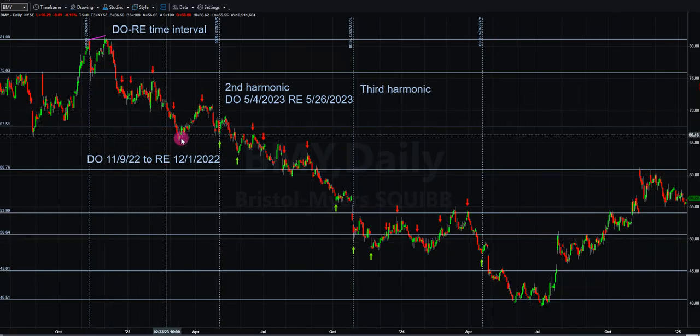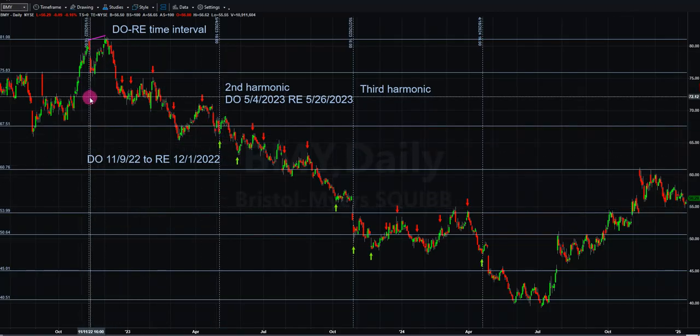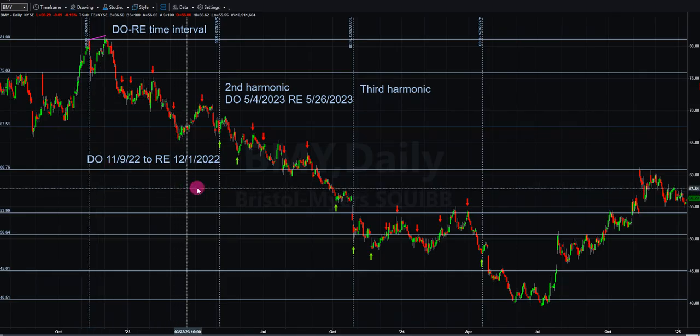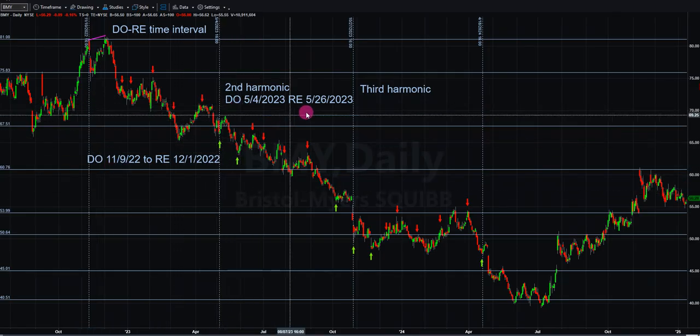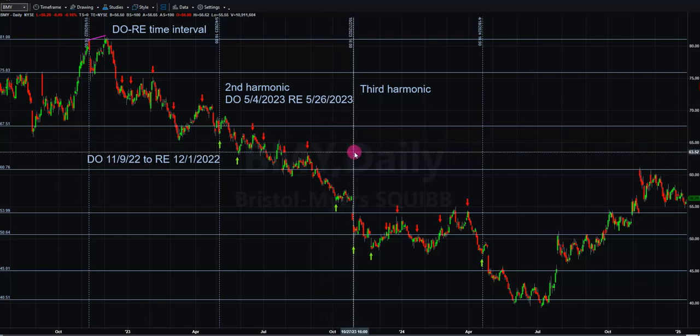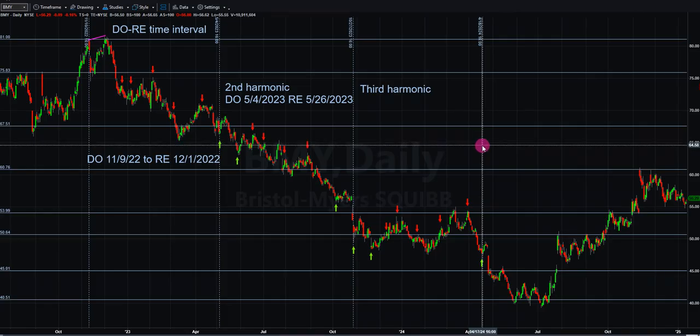So I'm running the three harmonics of that octave back to back. I've got the start marked with the vertical line. The second octave starts here at the vertical line. That octave goes from 5/4 to 5/26. And then the last octave goes from 5/26 to early April. I think the actual date was the 17th. And it fell, yeah, it's the 17th.